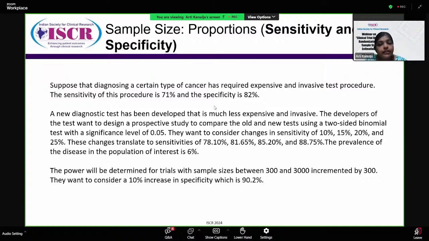They've given you the different expectations out of it, like what could be the different sensitivity differences that they're looking at. And also the prevalence is important because they want to see what could be the population size that they can draw the sample from, and it is known to be 6%. Now this could be specific to that particular institute where they are doing the study, or it could be for that particular region. And the requirement is the power that they are expecting, and they're looking at sample sizes incremented by 300 from 300 to 3000, and they want to consider a 10% increase in specificity, which means 90%. So using all this information, one can use a software.